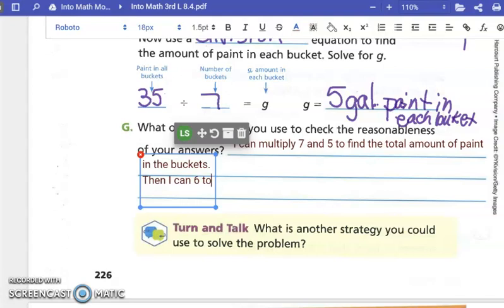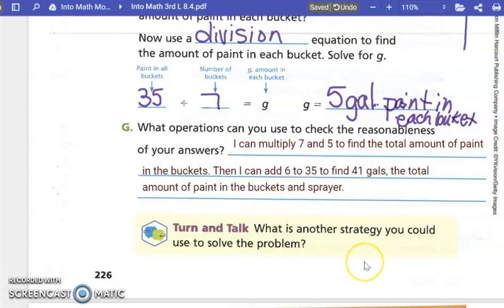Oh my gosh, just a minute. Just relax. Let me stop the recording. Okay, if you're watching the video, then you need to go ahead and say, then I can add 6 to 35 to find the 41 original gallons, the total amount of paint in the buckets and sprayer, and we're back to our original numbers.